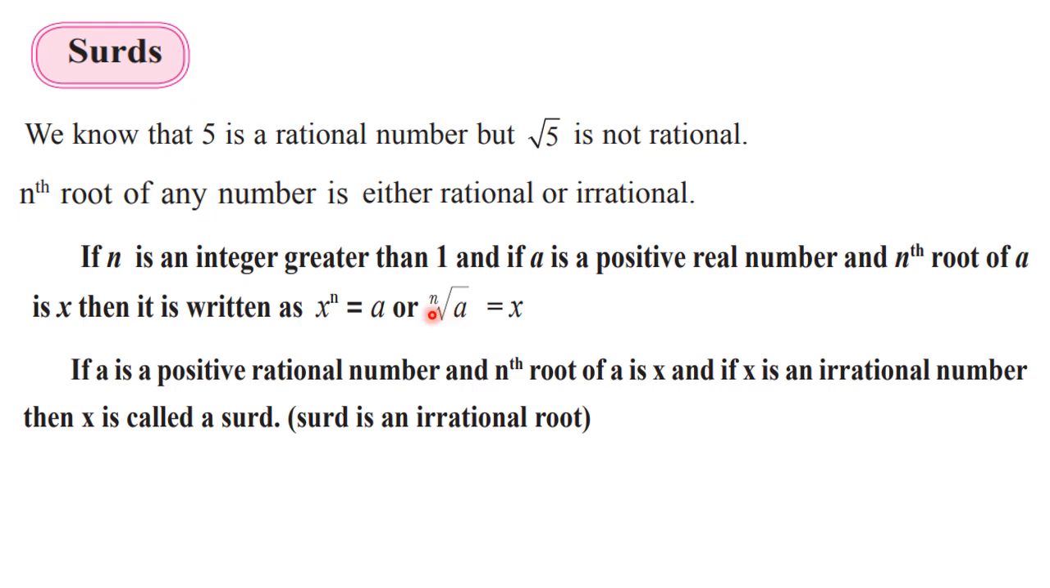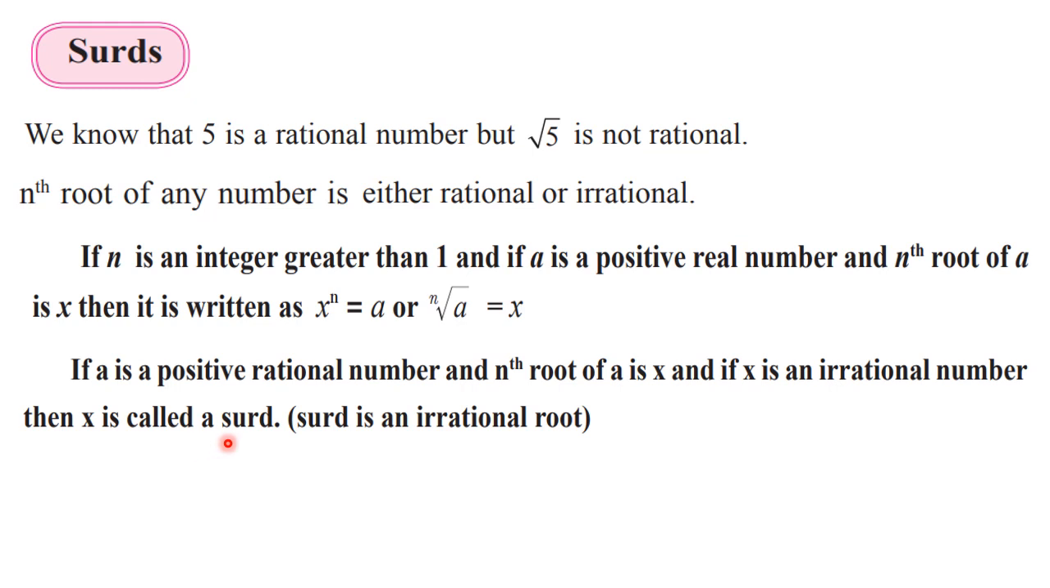Here we have three conditions. The very first condition: this n means order, it should be greater than 1. Second condition: the number inside this should be a positive real number. A negative number is not allowed. And overall, this number, nth root of a, that is x, should be an irrational number. Then we can say that x, that means nth root of a, is a surd.